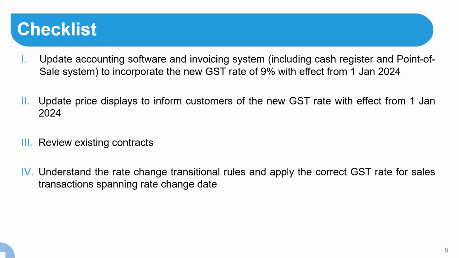You need to update your accounting software and invoicing system, including your cash register and point of sale system to incorporate the new GST rate of 9% effective 1st January 2024. Update your price displays to inform customers of the new GST rate with effect from 1st January 2024. Review existing contracts and understand the rate change transitional rules to ensure correct application of the GST rate for supplies spanning rate change date.